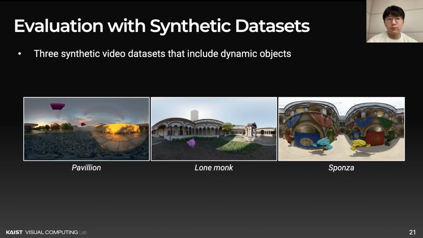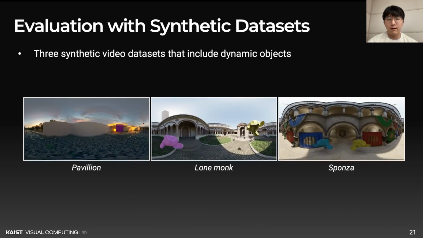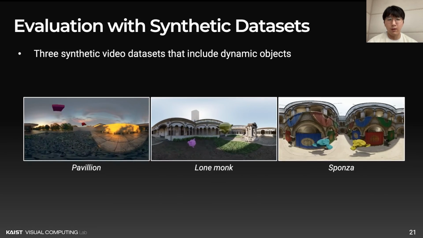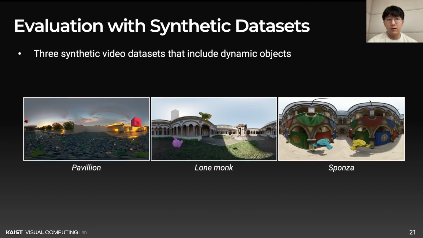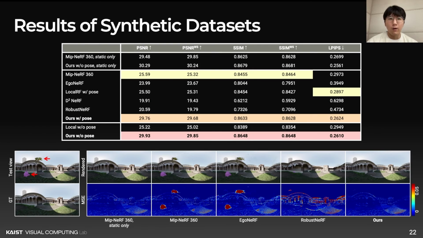In order to evaluate the camera pose estimation accuracy, we create 3 synthetic videos that include dynamic objects, and then estimate the camera trajectory while training view synthesis. While trained by videos including dynamic objects, our method can achieve higher quality than other existing methods trained with static-only images.